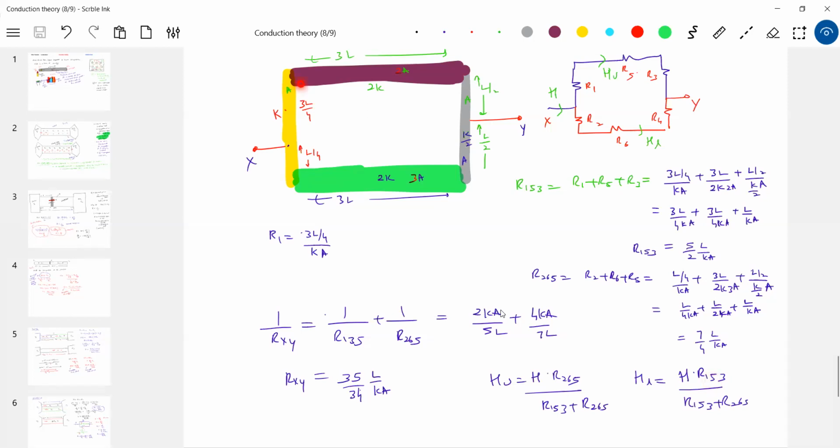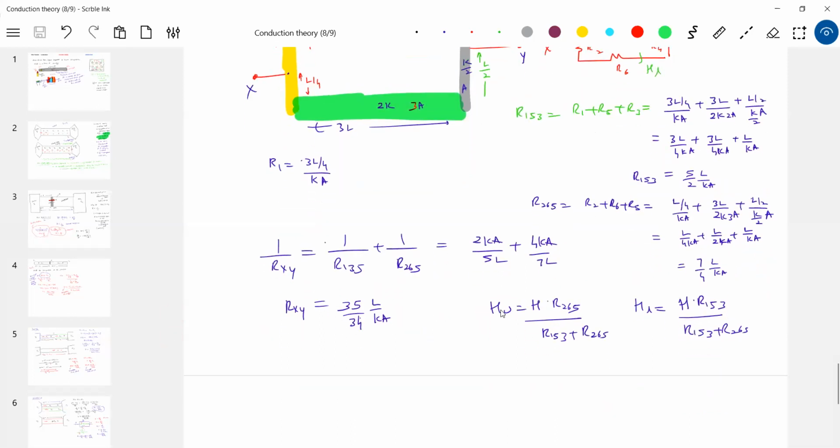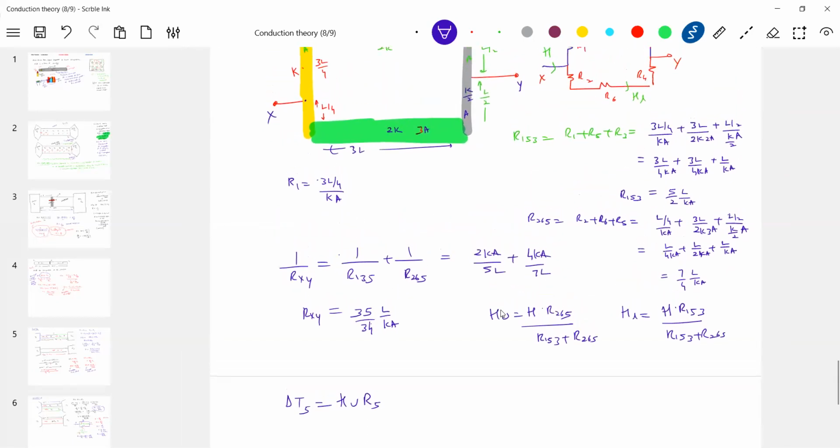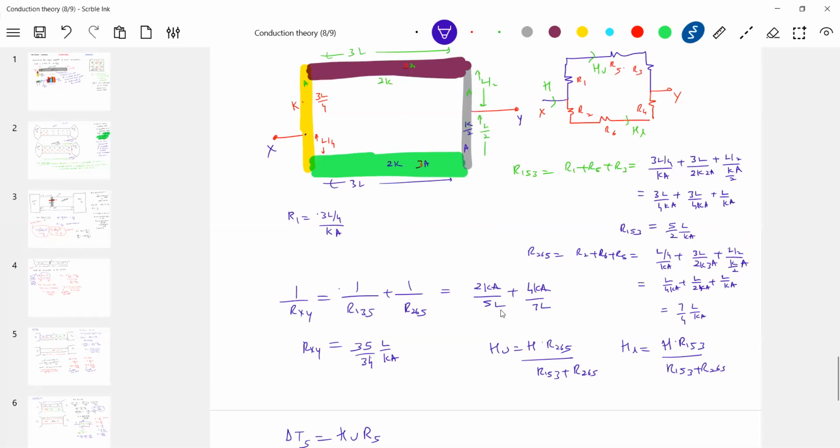Then what is the temperature difference across this? Can we calculate the temperature difference across the brown colored rod? If you know how much thermal power, how much heat current, we can calculate the temperature difference. So I want the temperature difference delta T phi. How to calculate it? The next set of problems: delta T phi will be HU into the resistance R phi. Now I can go for the temperature difference across individual elements. If I know the heat current here, I can calculate the temperature difference.